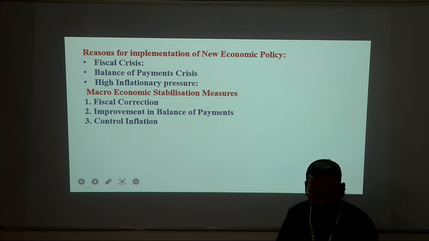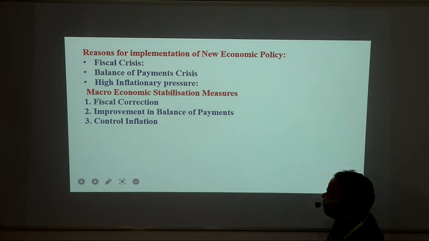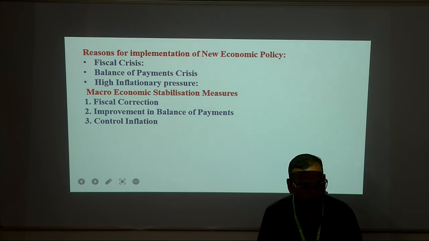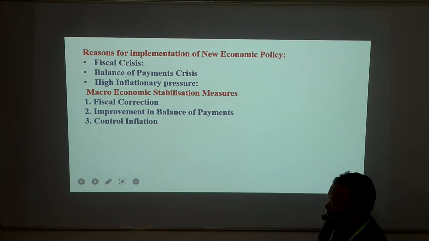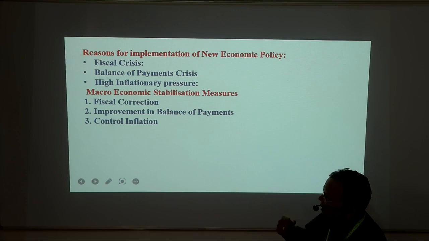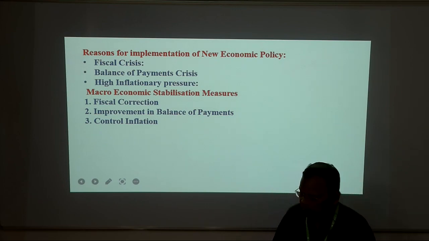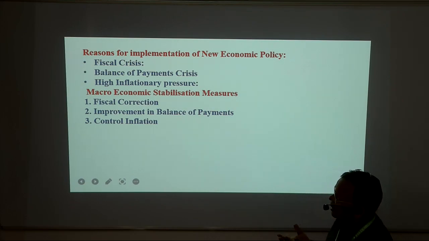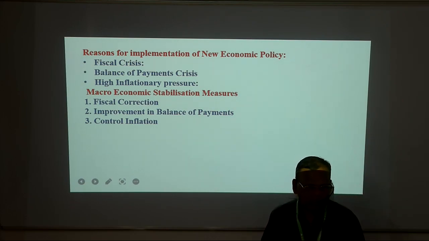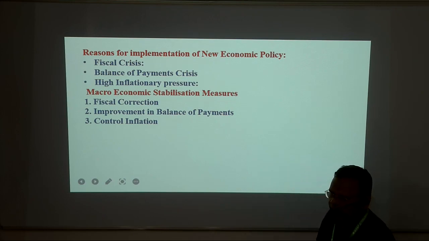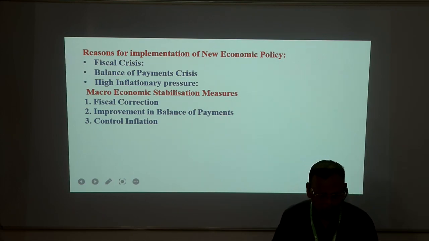Inflation was very high at that time, so the government of India started macroeconomic stabilization measures such as fiscal correction, improvement in the balance of payment, and control of inflation. In fiscal correction, the government tried to reduce government expenditure and increase various sources of revenue. As a result, the gap between expenditure and revenue is reduced.